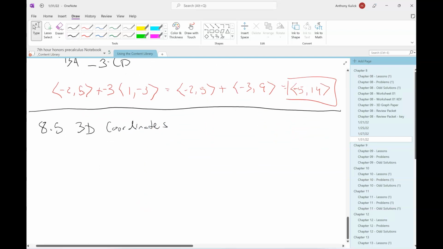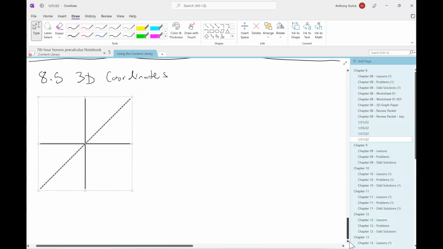Okay. So we're going to start in section 8.5, talking about the three-dimensional coordinate system. There we go. Okay. So this is what the 3D coordinate system looks like.